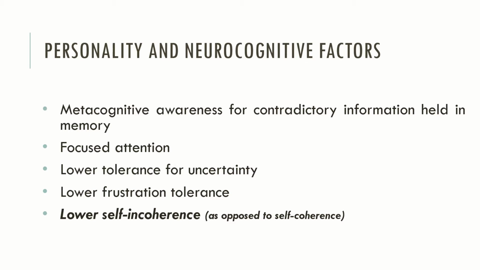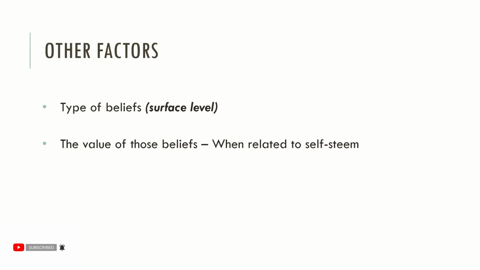I am a researcher in this area and I will talk about these specifically in the future, okay? So now let's move on. We can also find other factors that may be associated with cognitive dissonance, such as type of beliefs when we think about a surface level. The value of those beliefs may also be important to understand why individuals experience some degree of discomfort. Another factor that is associated with cognitive dissonance is the size of the disparity between beliefs. If we have two major beliefs that are in opposition, individuals tend to experience even more discomfort, okay?